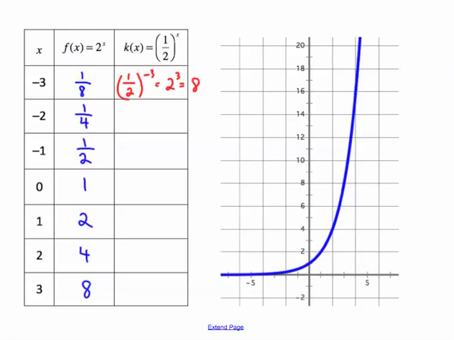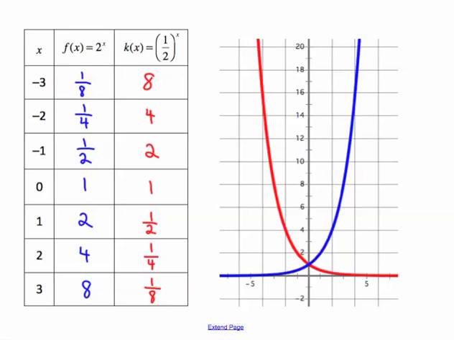So if you've done that, now you should have something that looks like this. Notice that the graph of k of x is equal to a half to the power of x is a reflection of the original f of x is equal to 2 to the power of x graph in the y-axis. It's a horizontal reflection in the y-axis. The y values here are the same as the y values here, but in the opposite order, or reversed.